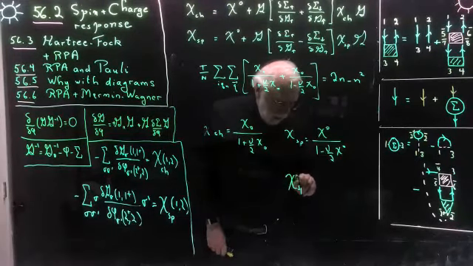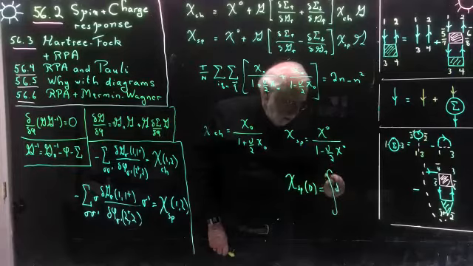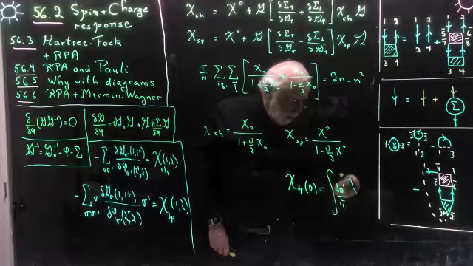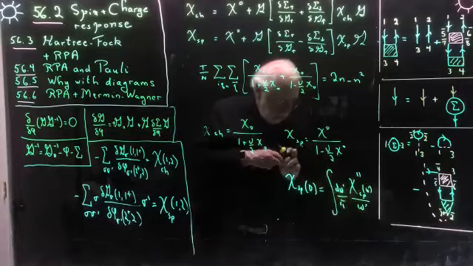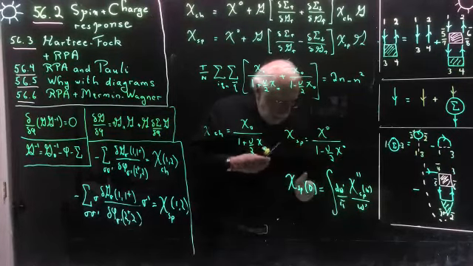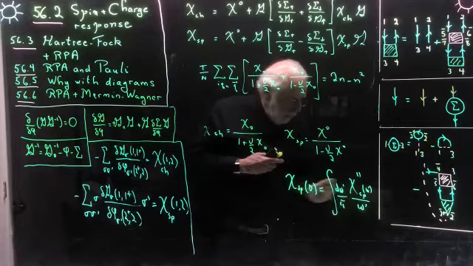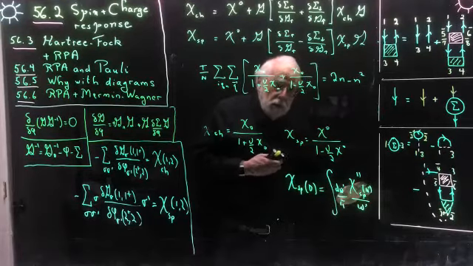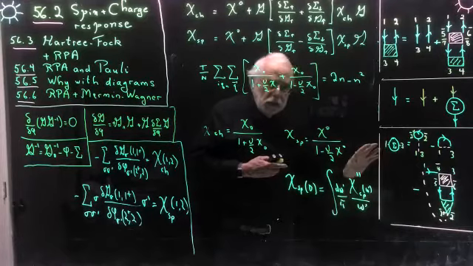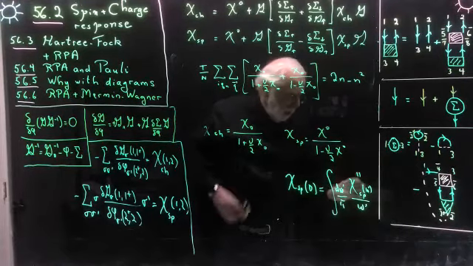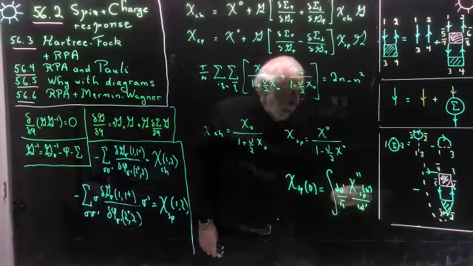chi spin at zero frequency will be equal to the integral d omega prime over pi of chi double prime spin of omega prime divided by omega prime. So this function is odd in frequency. So that's the zero frequency thing. Now, if this is negative, it means that for positive frequencies it has to be negative. But we saw that chi double prime at positive frequencies is positive because of dissipation. Okay, chi double prime is positive at positive frequency and negative at negative frequency.